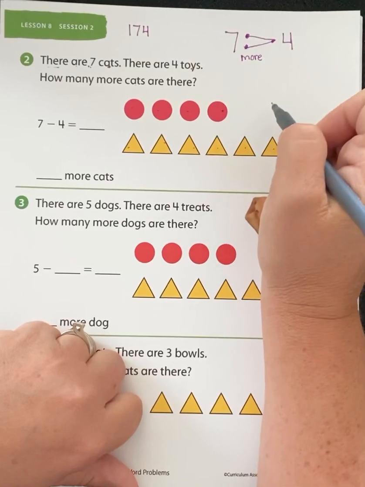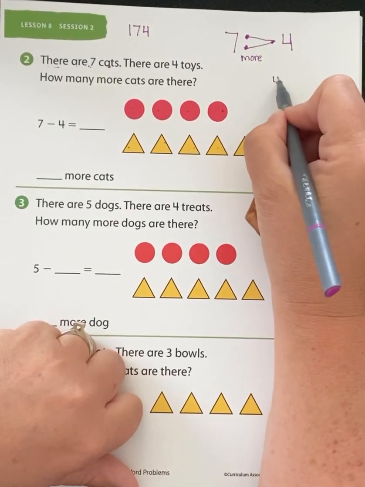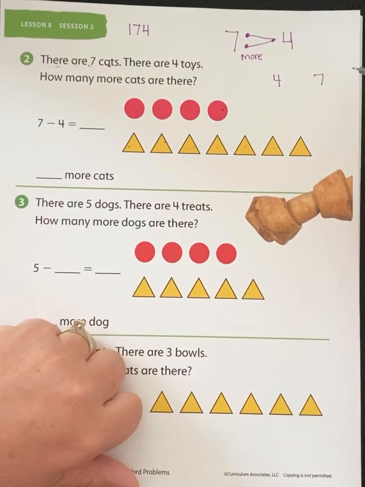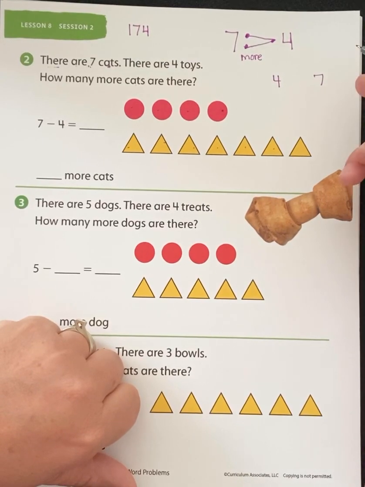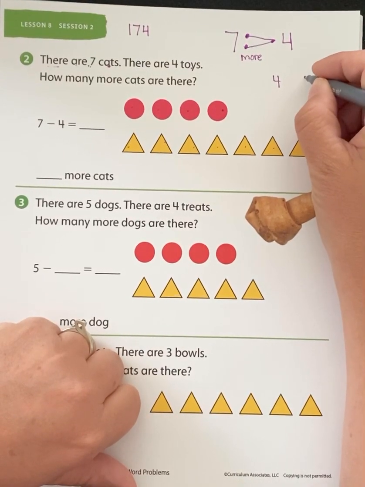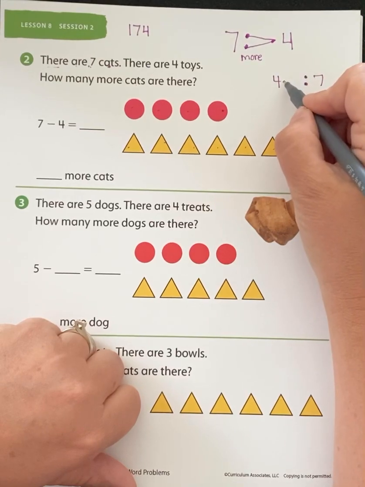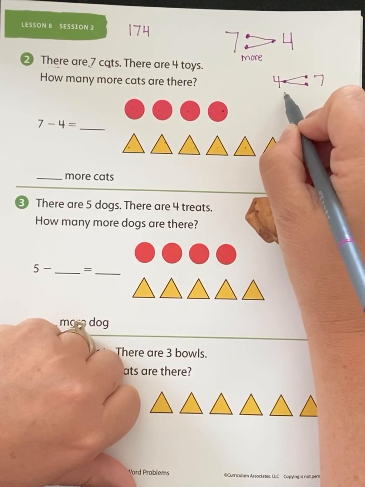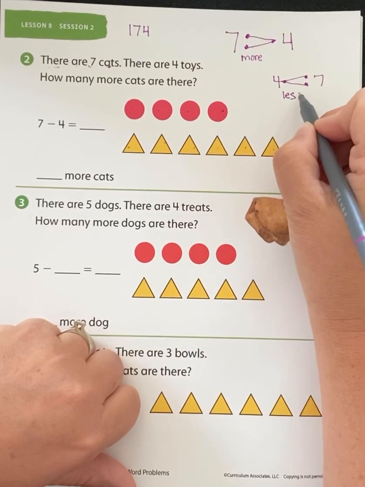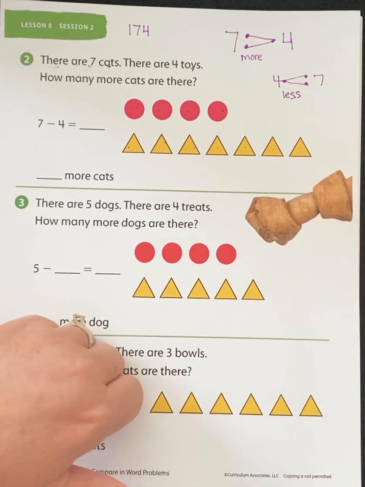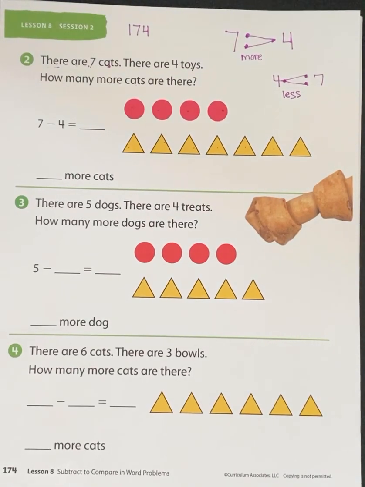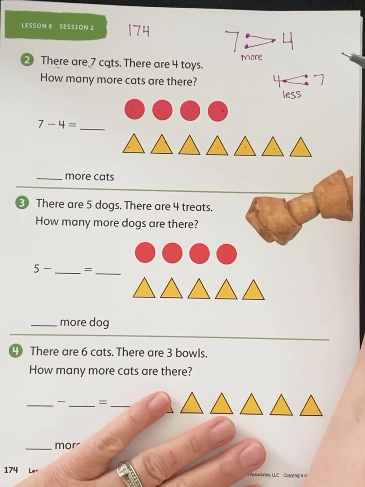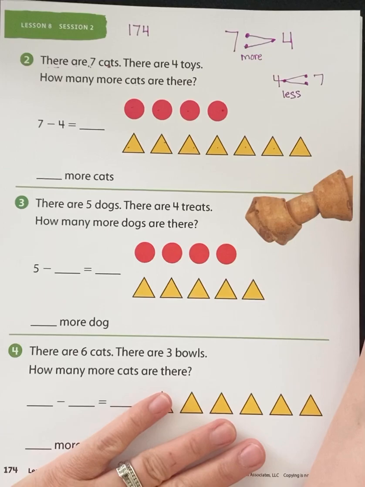than 4. What if I put 4 here and 7 here? Which one is still more? Right, 7 is more, so it gets 2 dots. 4 is less, it gets 1. 4 is less than 7.